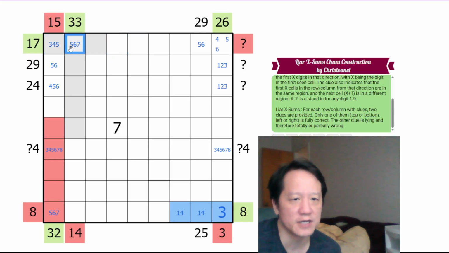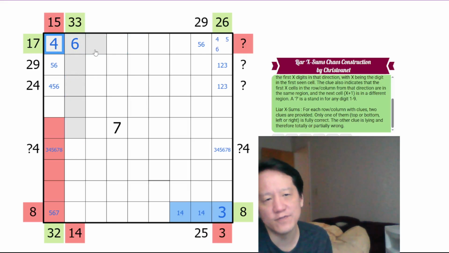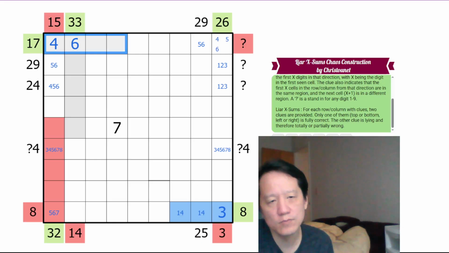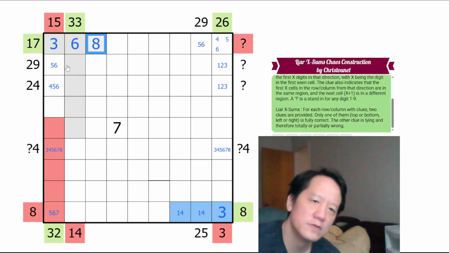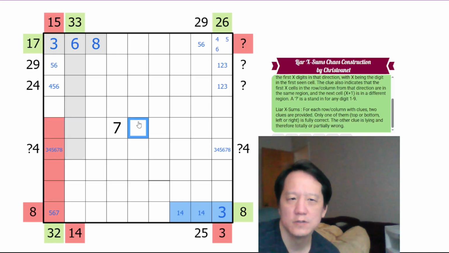What about if this is 6? If this is 6, this has to be... I guess it could work. Hold up. If you have 6 here and 4 here. Can you have 3? 3, 6, and 8. So this would be size 6. I think the answer to that is no.